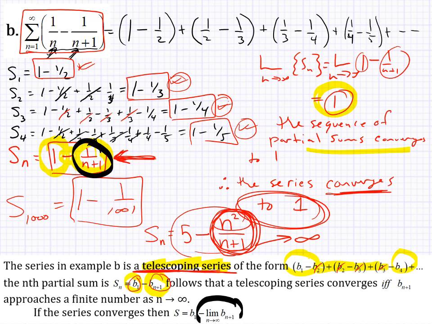So if this piece goes to infinity, then the sequence of partial sums is going to go to infinity, and therefore the sequence of partial sums will diverge, and then the series will diverge. So this has everything to do with the telescoping series converging or diverging. Not every telescoping series will converge. Some will, some won't. It's all based off of that last term.